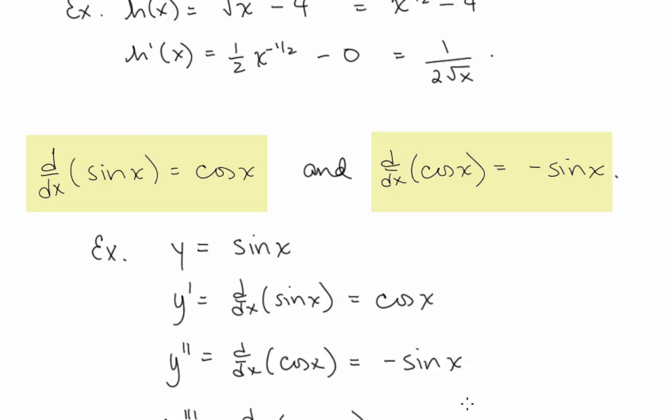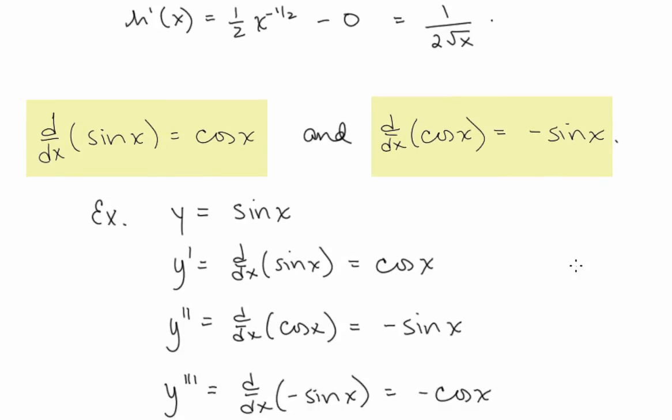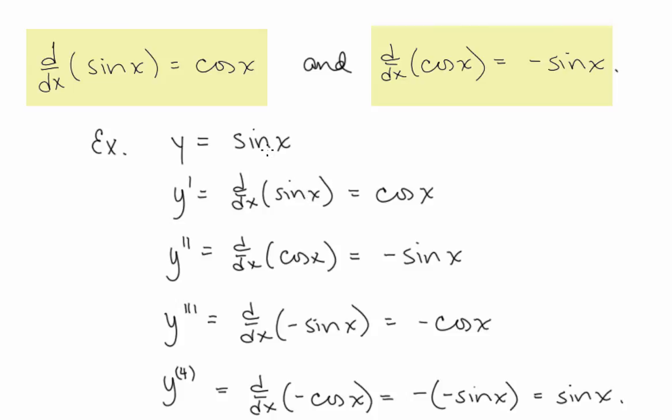For our trig functions, sine and cosine, we have that the derivative of sine x is equal to cosine x, and the derivative of cosine x is equal to negative sine x. So let's take a look at y equals sine x and its derivatives here. If y is equal to sine x, then y prime is going to be the derivative of sine x, and that's cosine x. And then y double prime is going to be the derivative of cosine x, and so that's negative sine x. And then y triple prime is going to be the derivative of negative sine x, and that's negative cosine x. And then the fourth derivative of y is going to be the derivative of negative cosine x. So that's negative of negative sine x, and we're back to sine x.